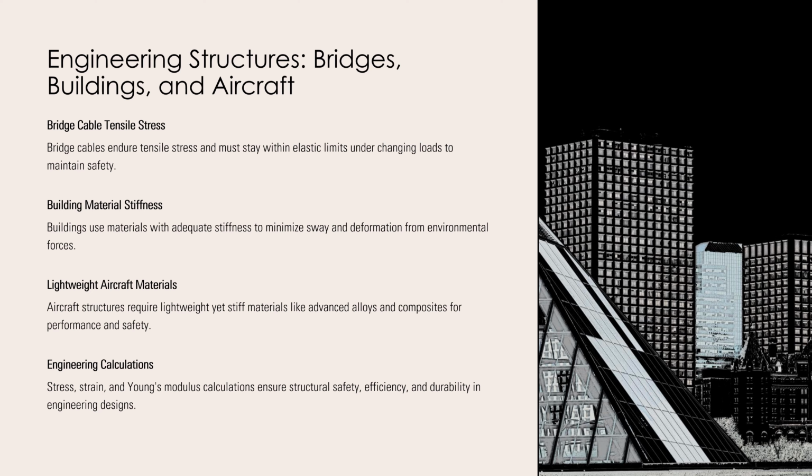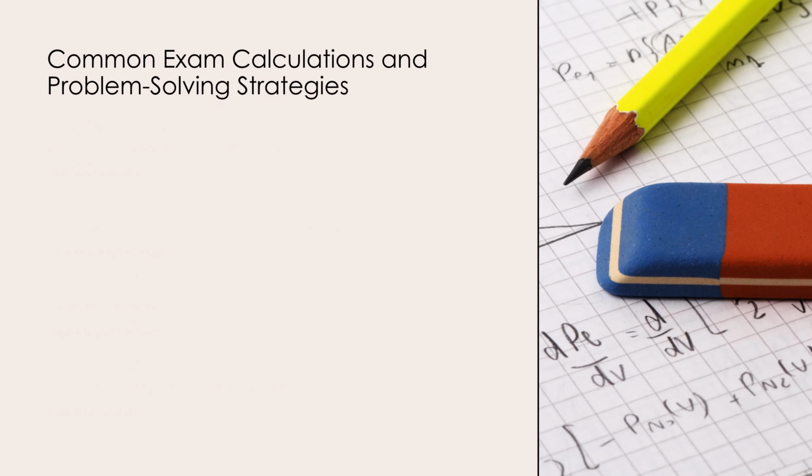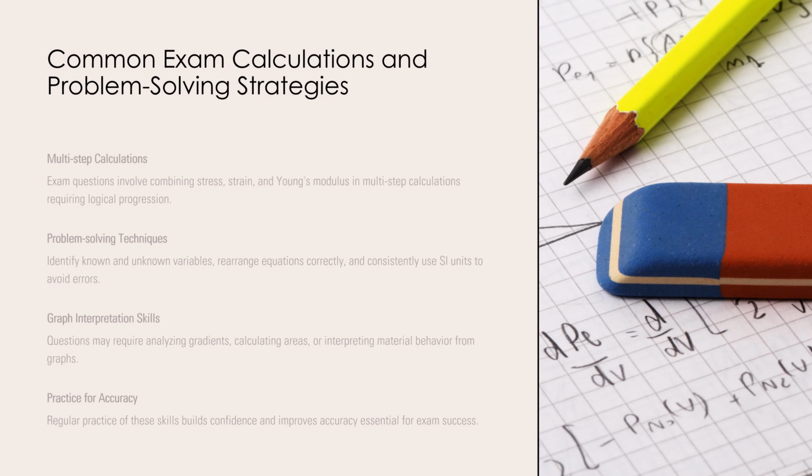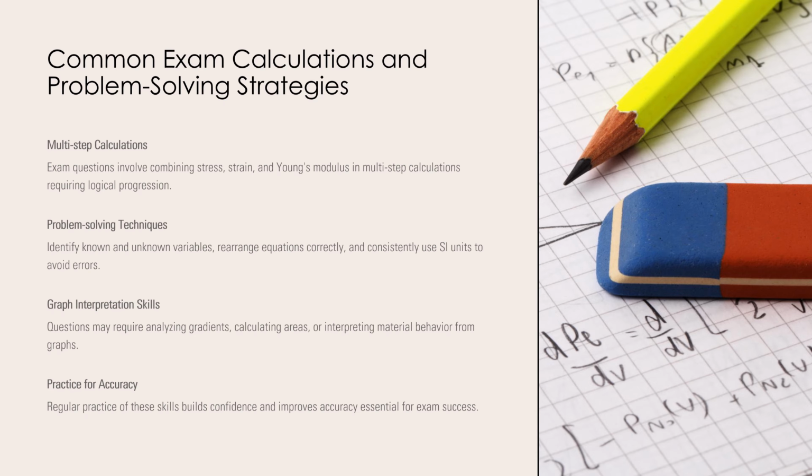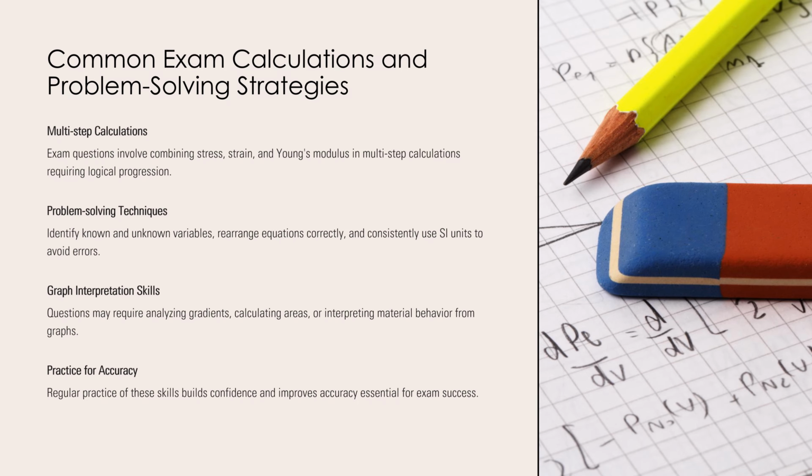Buildings rely on materials with suitable stiffness to limit sway and deformation. Aircraft structures demand materials that are both lightweight and stiff, leading to advanced alloys and composites. By applying stress, strain, and Young modulus calculations, engineers ensure safety, efficiency, and durability. Engineering physics exam questions often involve multi-step calculations combining stress, strain, and Young modulus.